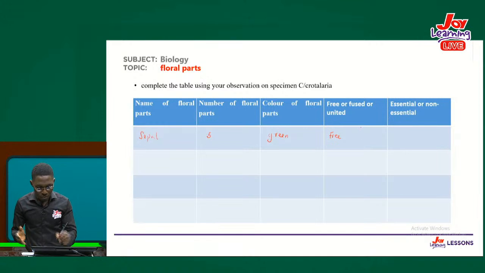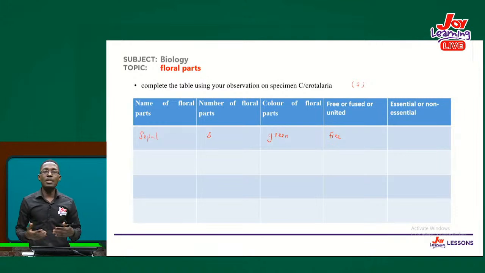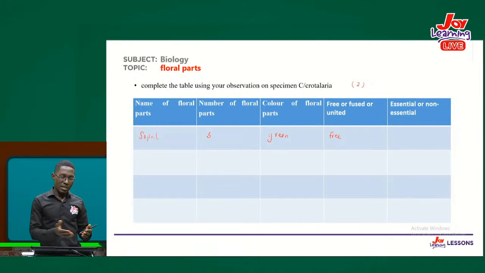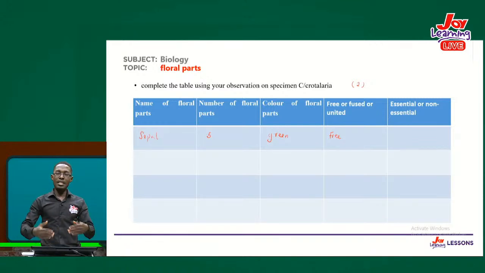For fused, if it's in the flower formula, you put it in a bracket. Let's say two. That means it's fused. Is that part essential or non-essential part of a flower? Sepals are non-essential. The only essential parts are the androecium and the gynoecium. So they tell you to fill this table for us. So easy to get almost 20 marks from this.